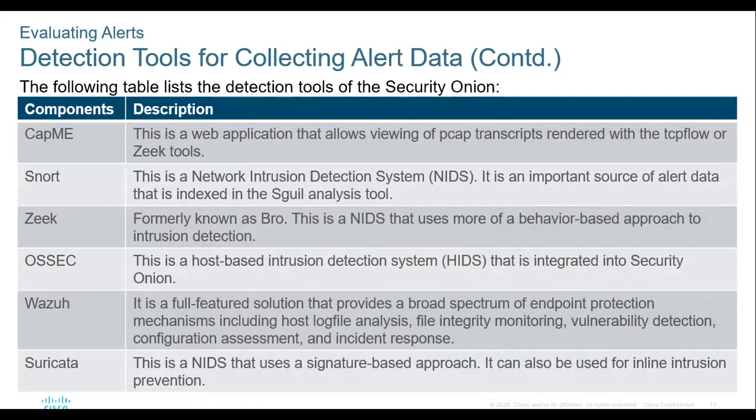Let's look at the next one, which is Snort. This is a network intrusion detection system, NIDS. It is an important source of alert data that is indexed in the Squil analysis tool. Snort uses rules and signatures to generate alerts. Snort can automatically download new rules using the PulledPork component of Security Onion. Snort and PulledPork are open source tools that are sponsored by who? Cisco.